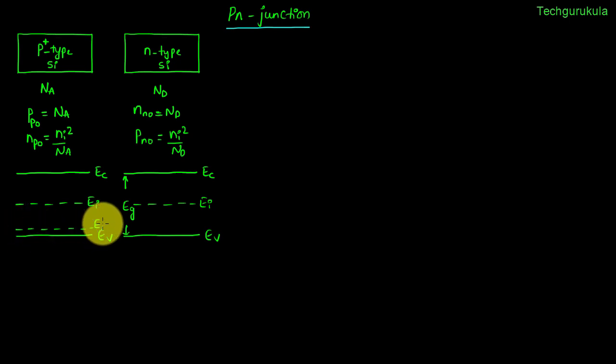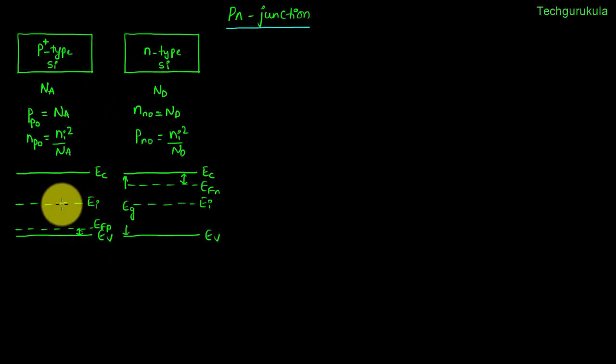To distinguish the Fermi energy level between the n-type and p-type, let me call this EFP. And the Fermi energy level of the n-type semiconductor would be closer to Ec compared to Ev. So let me call this EFN. And I've shown that the distance from Ec to Ef is greater than Ef to Ev here, indicating that the p-type is highly doped compared to the n-type.